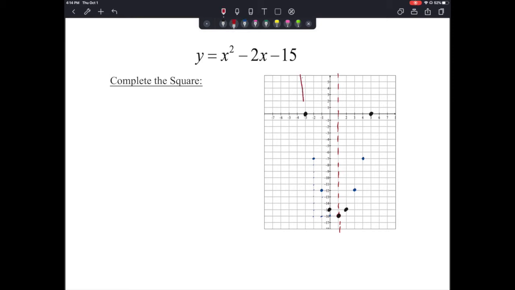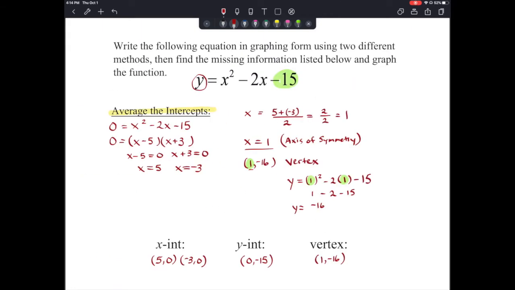It comes down through each of these points to our vertex, and now it comes back up and goes out this way forever. All right, so we just graphed that using the method of averaging the intercepts. You do need to know what that means. You will be asked to do that in the future by averaging the intercepts.